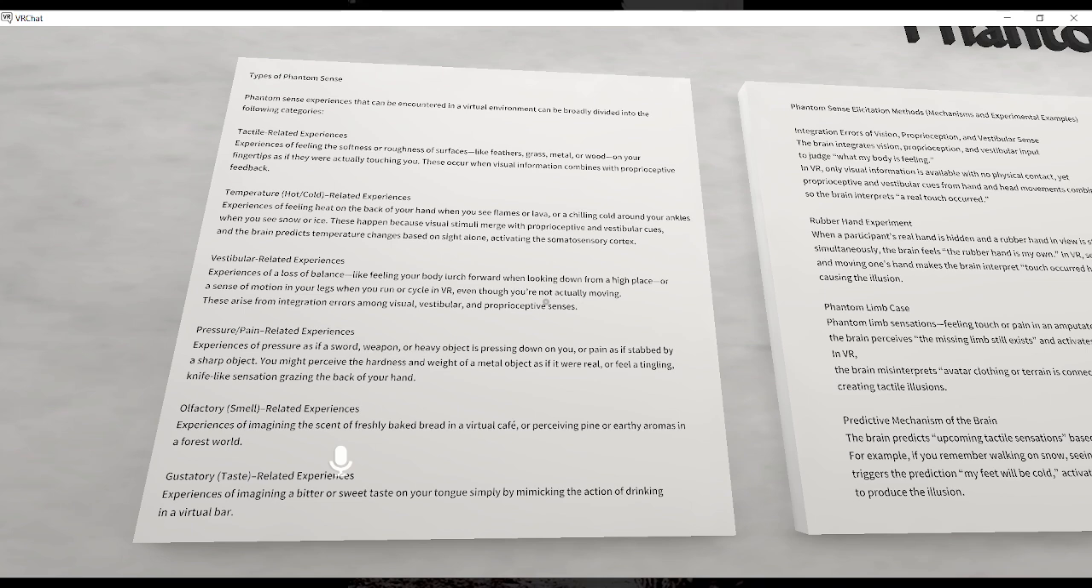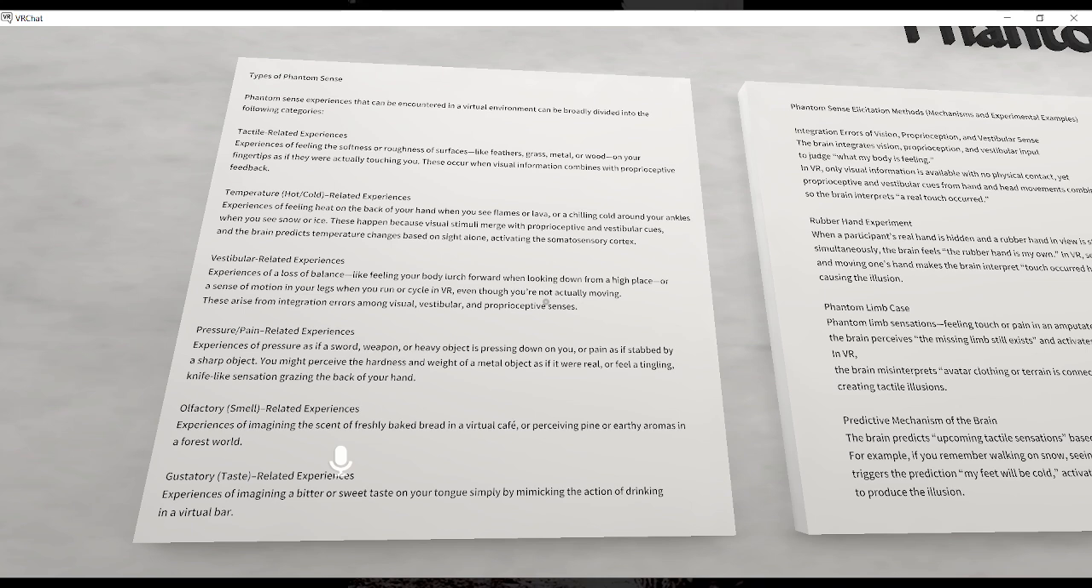Cryoceptive. Temperature, hot-cold related experiences. Experiences of feeling heat on the back of your hand when you see flames or lava, or chilling cold around your ankles when you see snow or ice. These can happen because of virtual stimuli merging with the proprioceptive and vestibular cues, and the brain predicts temperature changes based on sight alone, activating the somatosensory cortex.